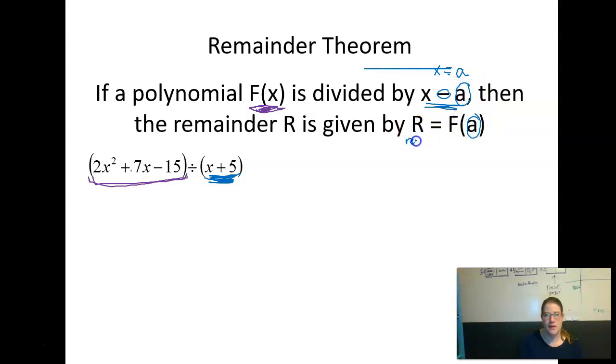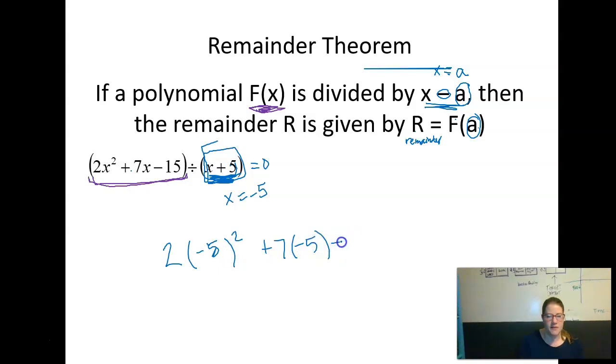So r is just talking about the remainder. So if I were to divide, the remainder I get from dividing this by this is equal to f of a. That means this function, 2x squared plus 7x minus 15, evaluated at a. So if we take our zero from this, we find our zero. Remember, we just do that by setting this equal to zero and solving for x. If we take that zero, which in this case would be negative 5, and we evaluate this function at negative 5, meaning we take out the x's and we put in the negative 5s for everywhere there is an x. So 2 times negative 5 squared plus 7 times negative 5 minus 15.